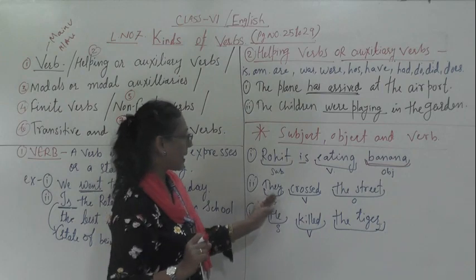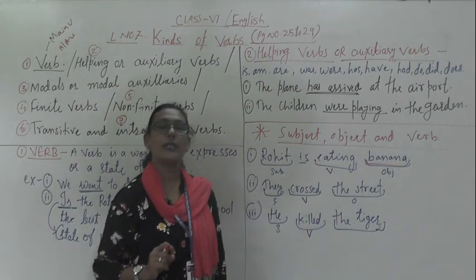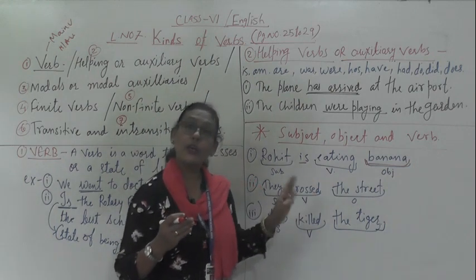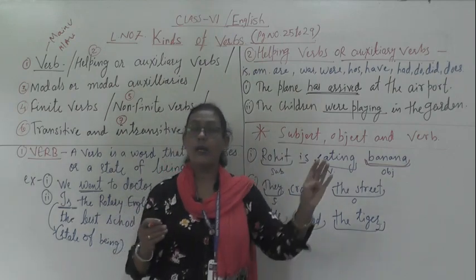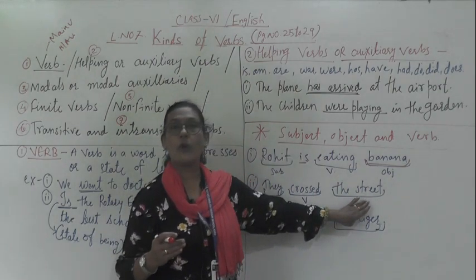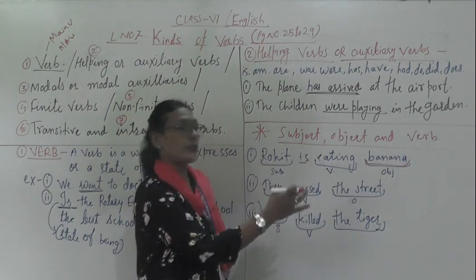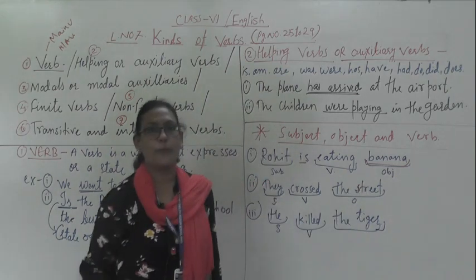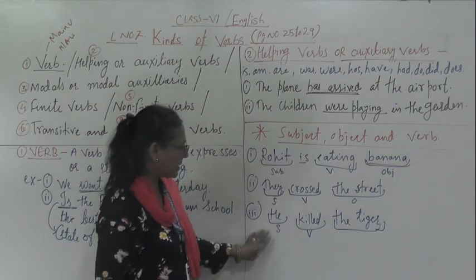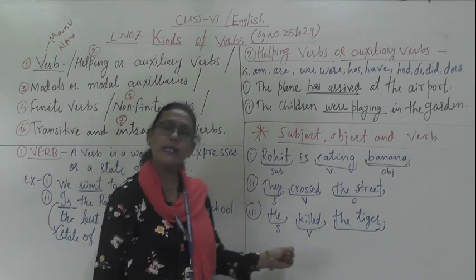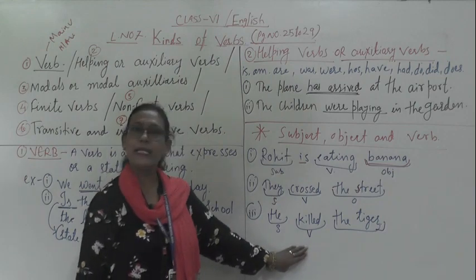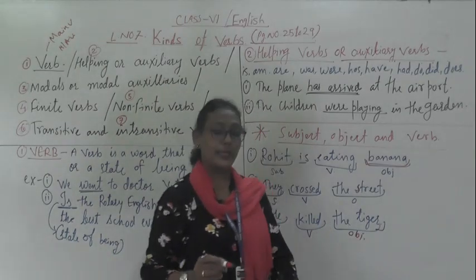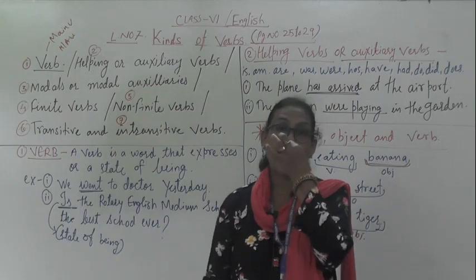Go to the second sentence. They cross the street. They is the subject. What do they cross? When we get the answer to what or whom, that is the object. So cross is the verb and the street is the object. Now the third one: he killed the tiger. Very easy. He is the subject, killed is the verb and the tiger is the object. This is subject, verb and object.